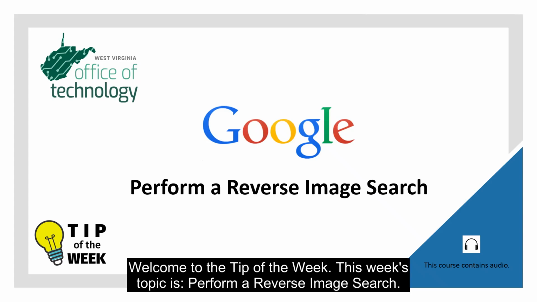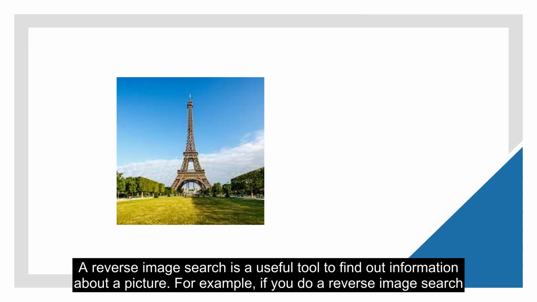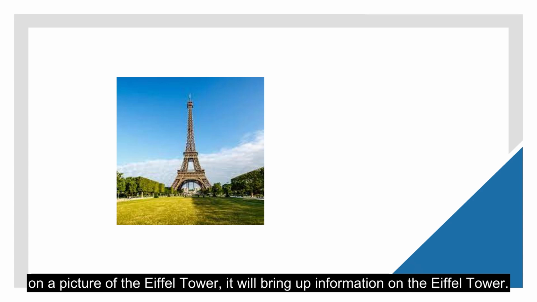This week's topic is perform a reverse image search. A reverse image search is a useful tool to find out information about a picture. For example, if you do a reverse image search on a picture of the Eiffel Tower, it will bring up information on the Eiffel Tower.